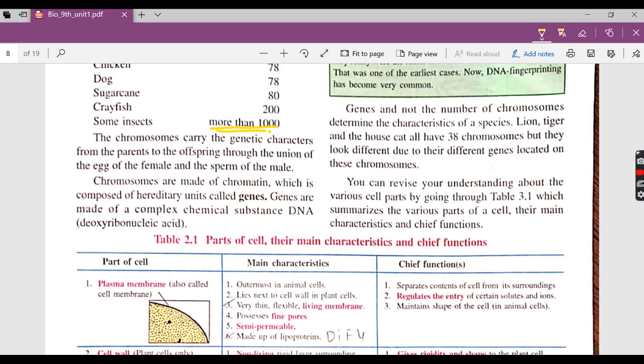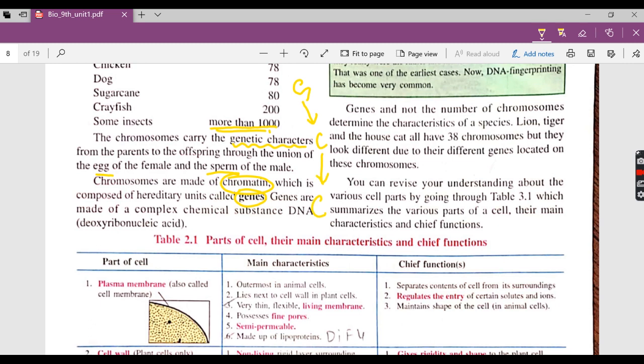The chromosomes have a very important role to fulfill because they carry the genetic characters from the parents to the offsprings through the fusion of the egg of the female and the sperm of the male. Chromosomes are composed of chromatin, which is made up of genes. So basically, genes make up chromatin material, which make up the chromosomes.